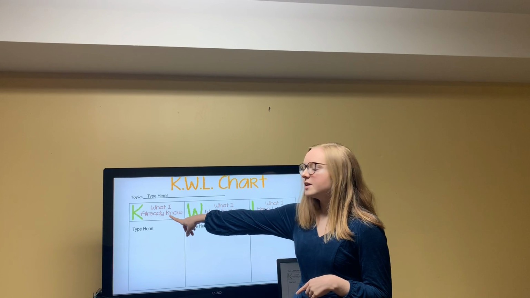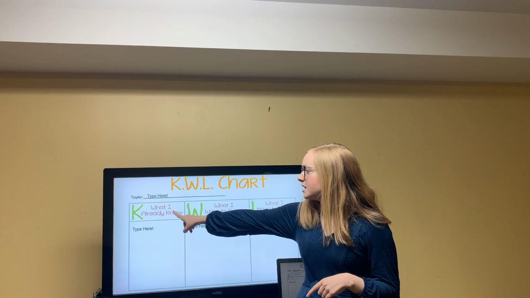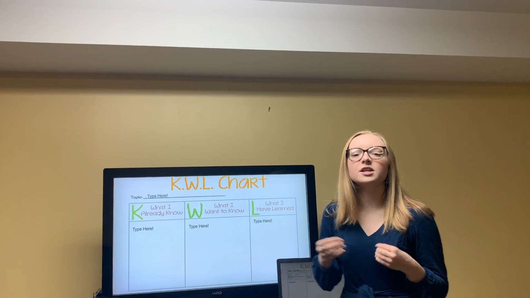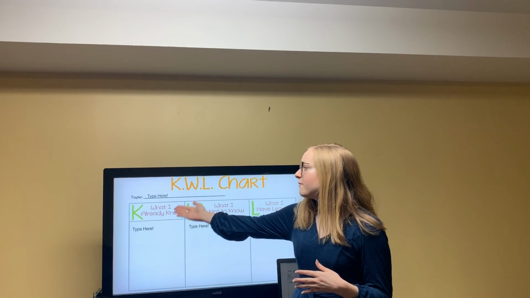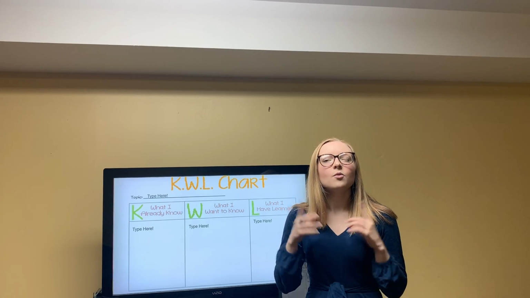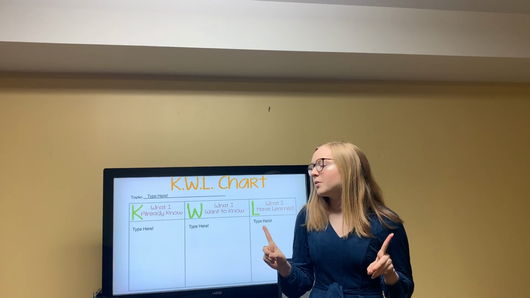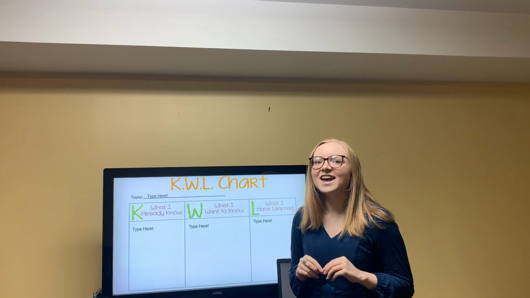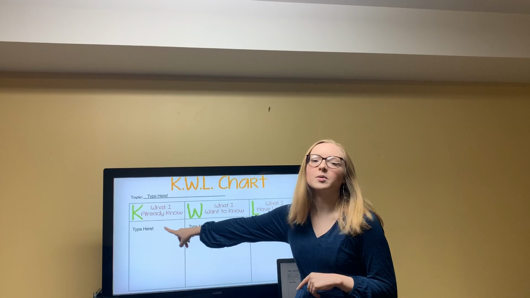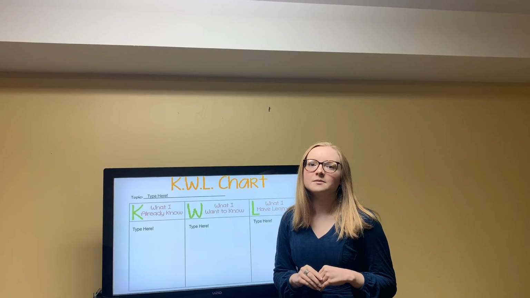The first column is the K column. This is what I already know. Maybe you can write down some definitions. Maybe you already know some facts about renewable and non-renewable resources. I want you to take a moment and go ahead and type right here in this box on your Google Slides.